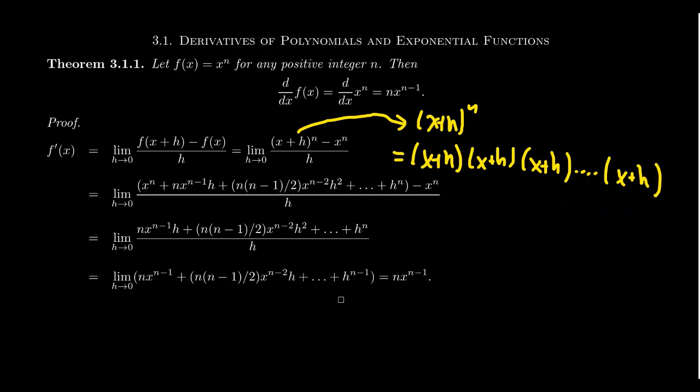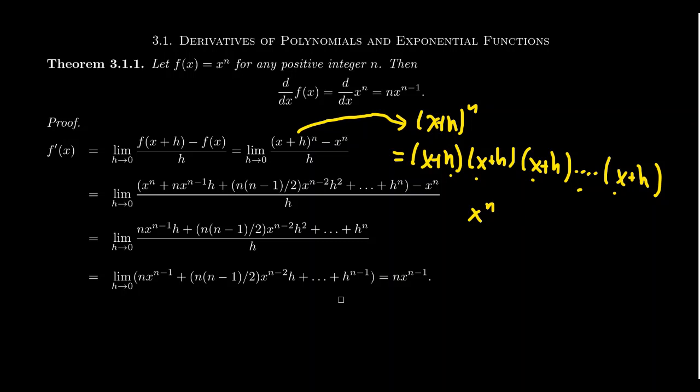Now, one would normally have to multiply this all the way out. And what are the possibilities one gets when you do that? Well, you're going to get x times x times x all the way down to x. If you take all the x's, there's going to be one product of that form. It's going to be x to the n. Now, on the other hand, what if you take one of the h's? You take h times x times x times x all the way down to x. You're going to get an x to the n minus 1 times an h.